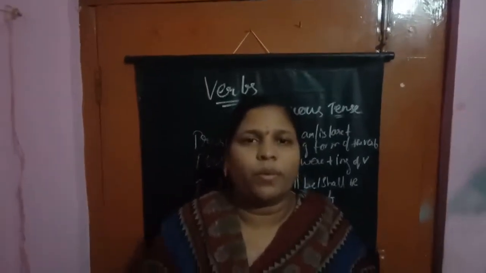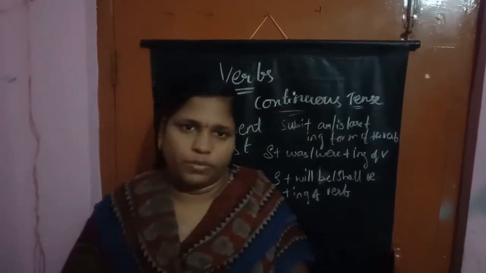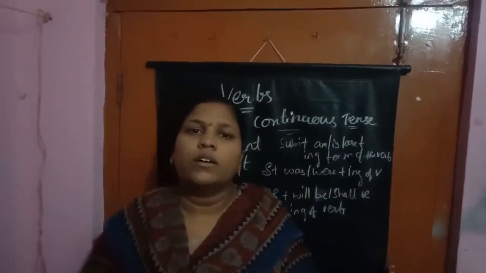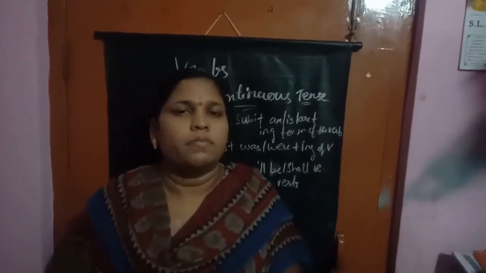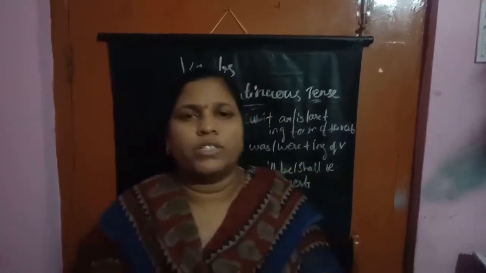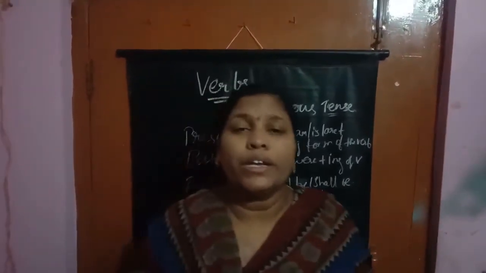Children, good morning to everyone. And what we are discussing, children? We are discussing about the verb forms. Yes, children. Yesterday, what we have done? We have discussed about the simple past, simple present, and simple future tense. Today, we are going to discuss about the continuous tenses. What is it, children? Continuous tenses.